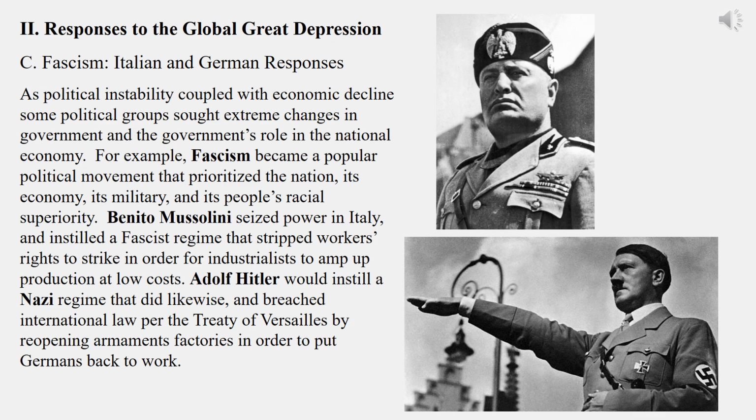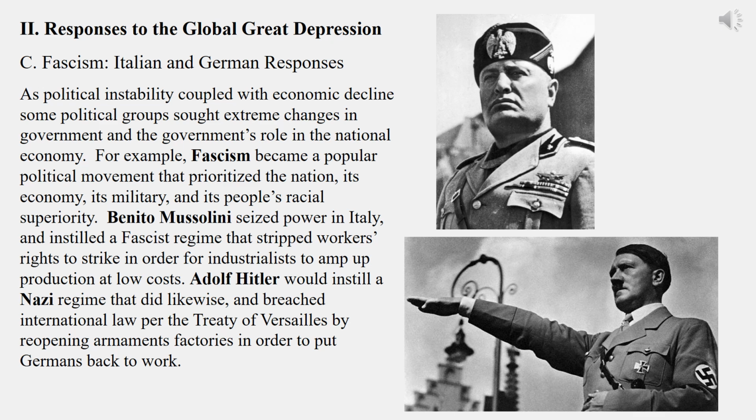Benito Mussolini seized power in Italy and instilled a fascist regime that stripped workers' rights to strike in order for industrialists to amp up production at low costs. Adolf Hitler would instill a Nazi regime that did likewise and breached international law per the Treaty of Versailles by reopening armaments factories in order to put Germans back to work.